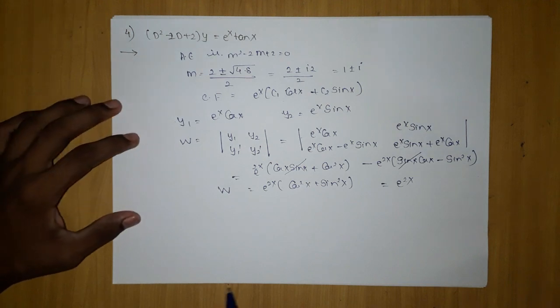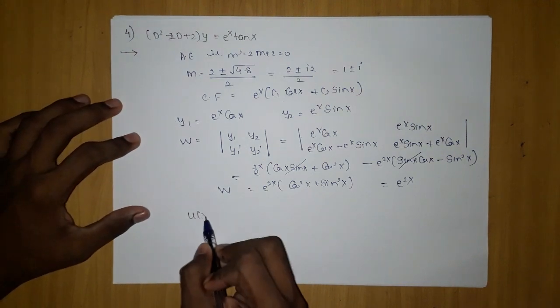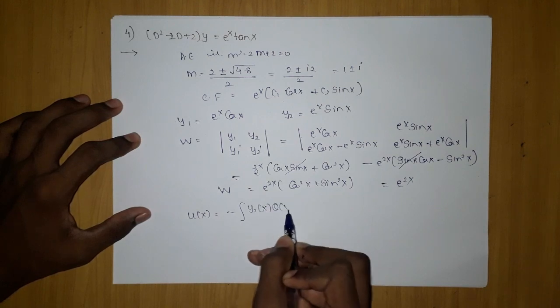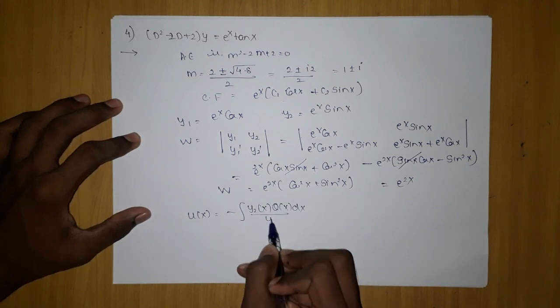Now we got our W, we can get our u of x. u of x is given by minus integral of y2 into Q of x dx by W.